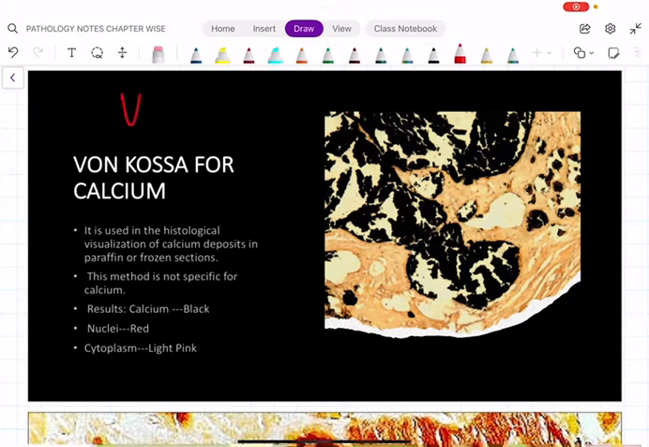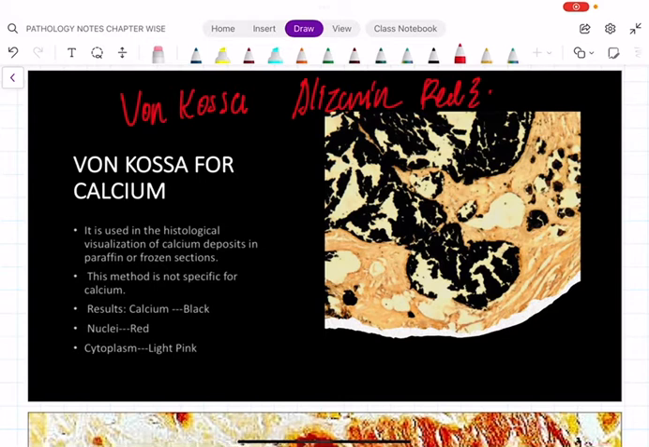For calcium, we have two stains. One is called von Kossa, which is a non-specific stain, and the other is called alizarin red. These are the two stains for calcium. Again, both are your frequently asked questions. Von Kossa stain is for calcium, and it is used for calcium deposits, in frozen sections.